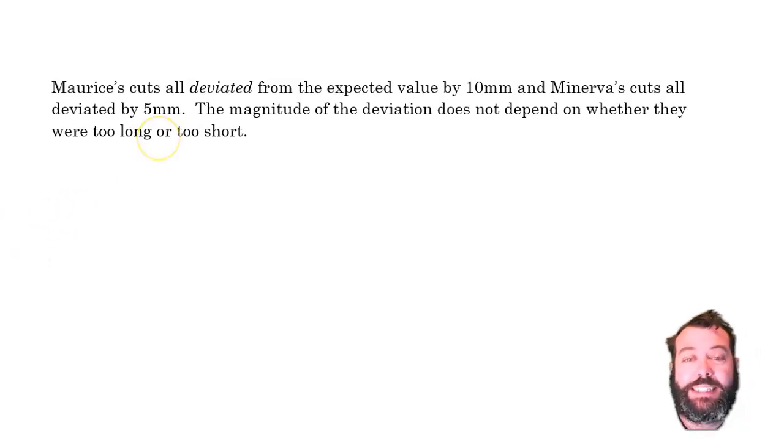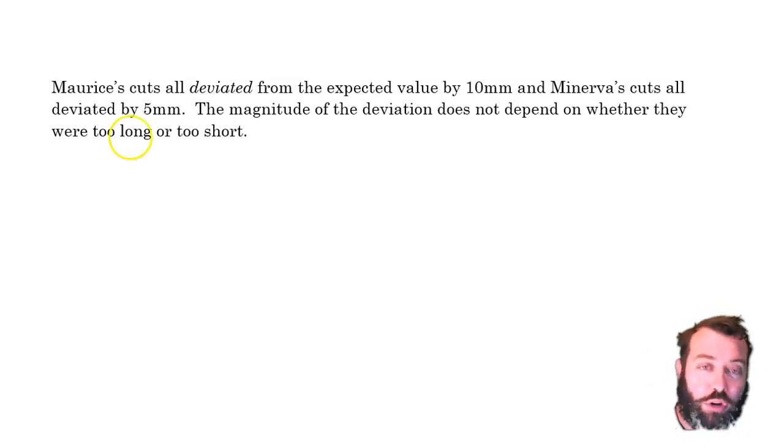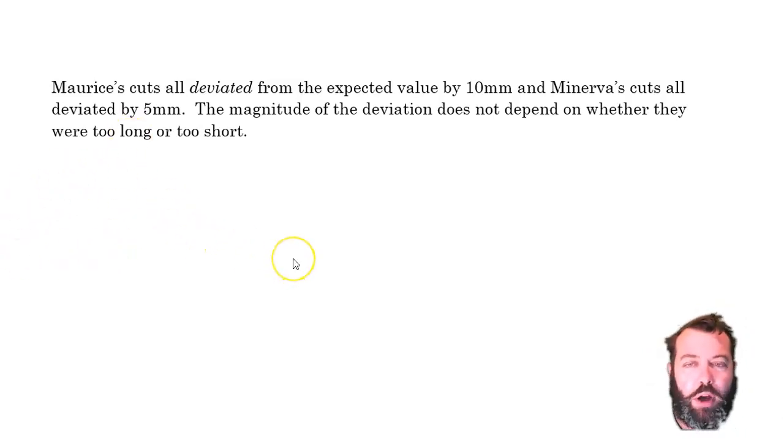Now, Maurice's cuts deviated by 10 millimeters. They were supposed to be 300. Some were 10 mils short, some were 10 mils long. Minerva's deviated by 5 millimeters, all of them. We're not really interested in whether they were long or short, just how far away they were from what they were supposed to be.